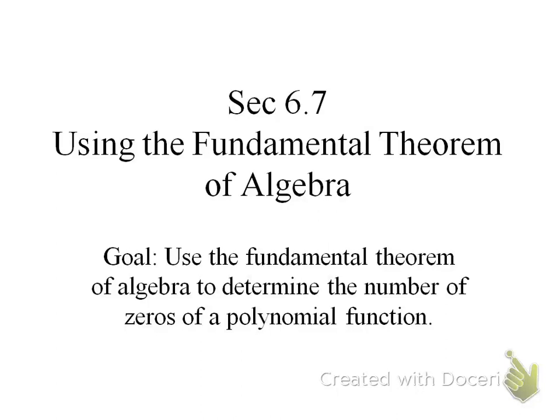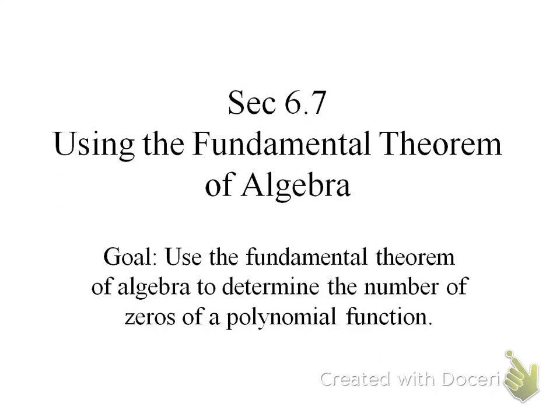So the fundamental theorem of algebra was described in the video we just watched. Did you get the basic gist of it? No. Okay, the basic gist is whatever your largest exponent is, that's how many answers you should have. So if your largest exponent is a 4, you should have 4 answers. If your largest exponent is a 3, you should have 3 answers.